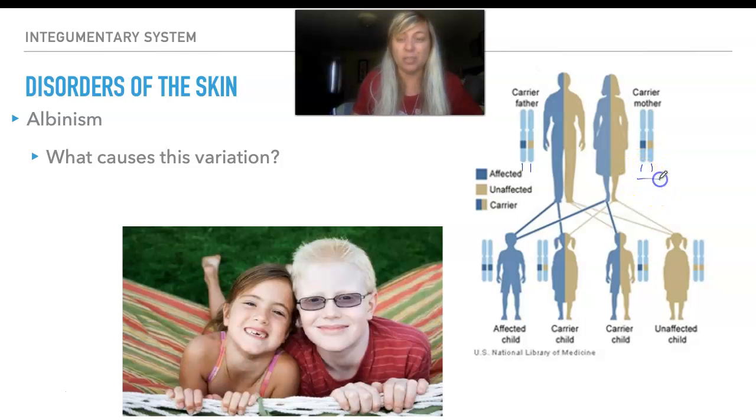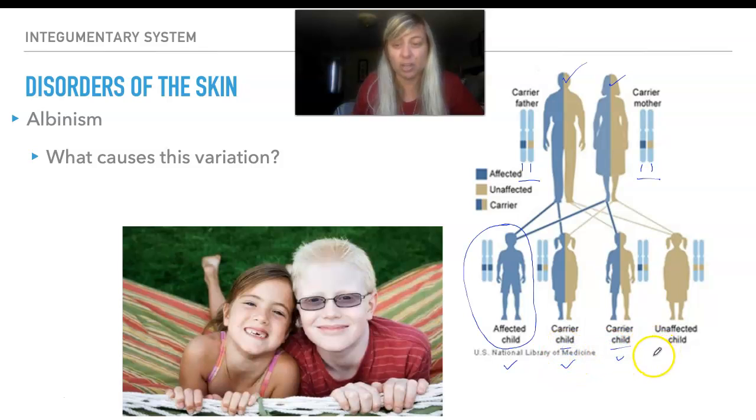So here we have a mom who's a carrier for albinism and a dad who's a carrier for albinism. Since it's a recessive disorder, neither the mom nor the father in this case would have had albinism themselves. But because they both carry the gene, they have a 25% chance of having a child who carries both copies of that recessive gene and has albinism. They have a 50% chance of having a child that is a carrier, and a 25% chance of having a child that doesn't have the gene at all, does not carry it, and does not have albinism.